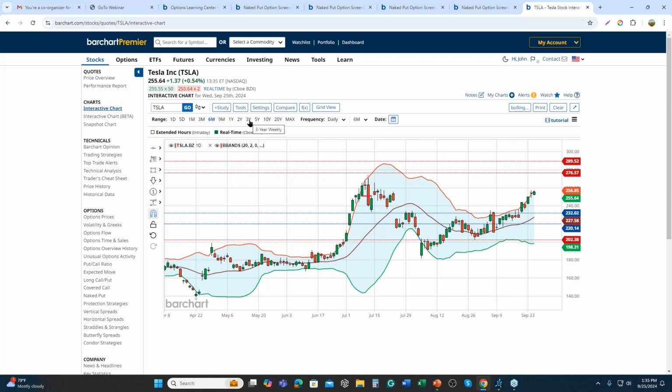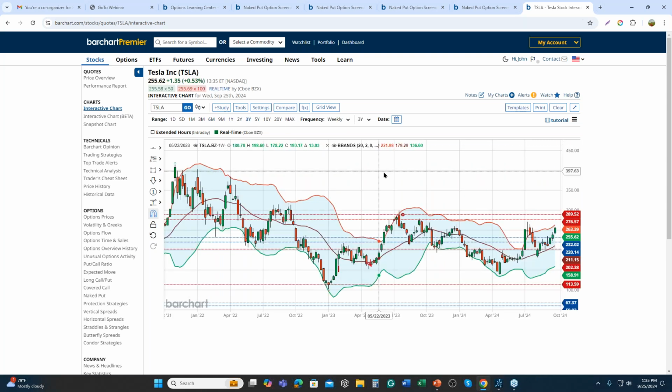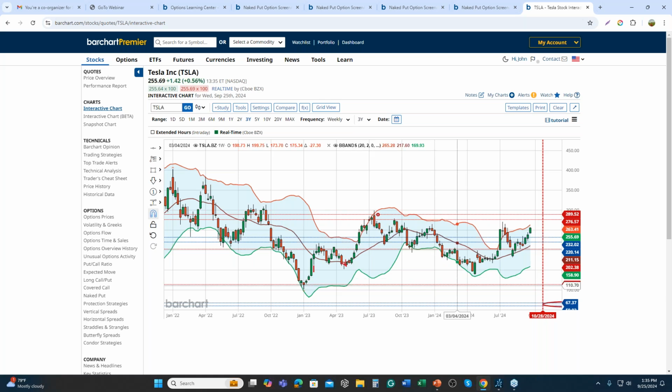Now I'll also look at the weekly. In this case, if I'm in an uptrending market, and that's what we want to see when we do this strategy, then we can also use the mean of the weekly Bollinger Band as a level of support. So notice how that falls right in the same relative area.